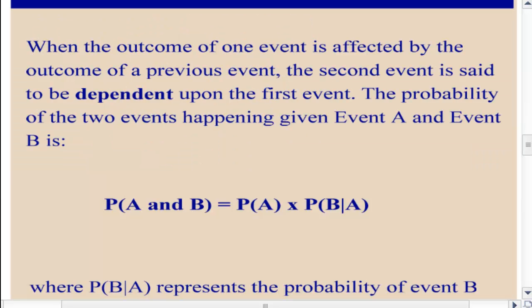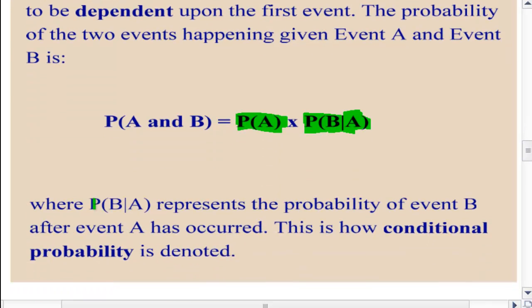So here's the notation when the outcome of one event affects the outcome of the next event. So probability of A, you find the probability of the first event as usual, and then you find the probability of the second event after the first event affects the second event. So this is the notation that explains that. So probability of B given A represents the probability of event B after event A has occurred. This is how conditional probability is denoted. So that's conditional probability.